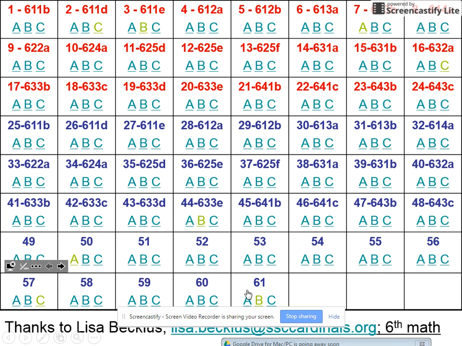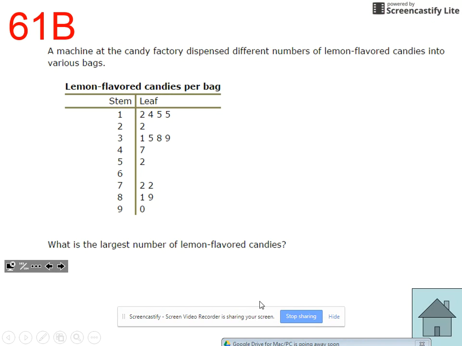Next is 61B. Okay, so I needed the largest number of lemon-flavored candies, and I know here in my stem that this represents the 10 spot of a number. And here, 9 tens, which give me 90, with a leaf of 0, 9, 0 gives me 90. And so therefore, 90 is the largest number of lemon-flavored candies.